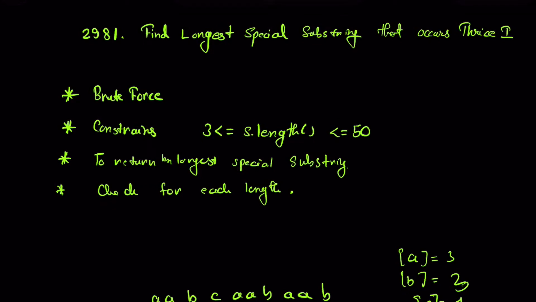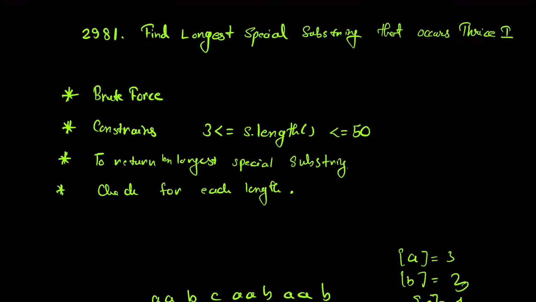Okay, let's look at this problem. Find the longest special substring that occurs thrice. Here the constraints are quite small, so the length of the string is maximum 50. So we can try the brute force way to solve this. Then we will look at how to optimize it in part 2 of this problem.